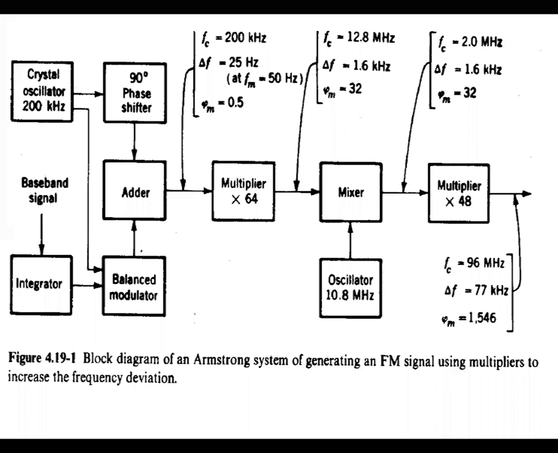This is an important block diagram for the indirect method of generation. So with this we complete the generation of FM. There are two methods only. One is the direct method of generation, that is the parameter variation method, and the second one is the indirect method of generation, nothing but the Armstrong method. For the Armstrong method of generation, please go through this block diagram.